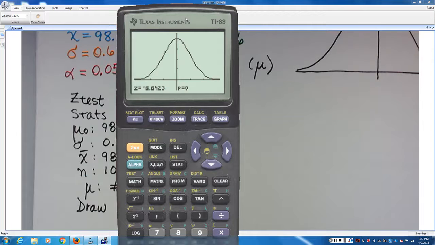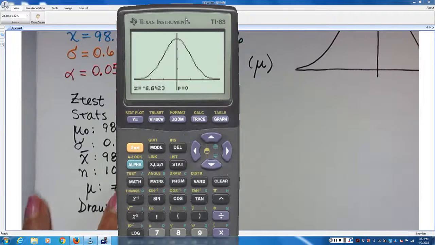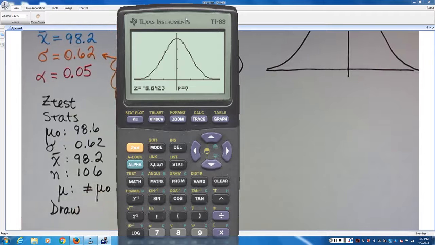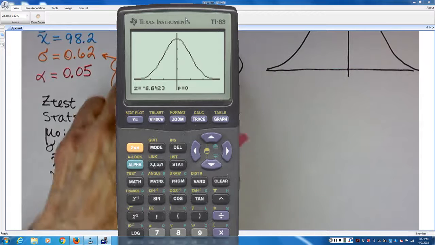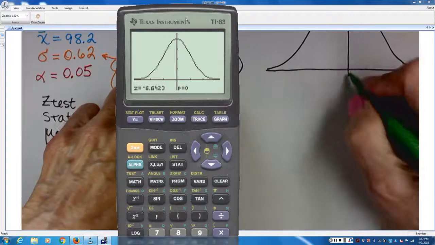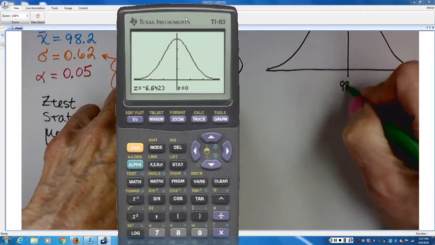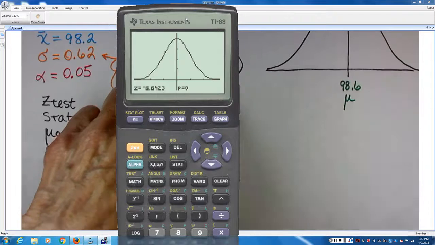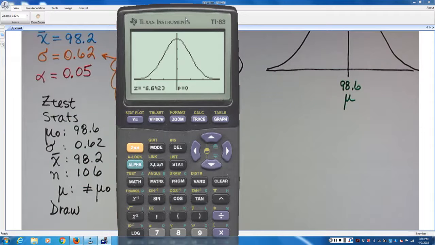So what this basically has been telling us with that picture, we assumed that the center of the curve was 98.6. And then we used the sample information to find out that the sample mean, x bar, is equal to 98.2. Well, 98.2 certainly is less than 98.6. That doesn't sound like a lot less. That's only 4/10 of a degree.